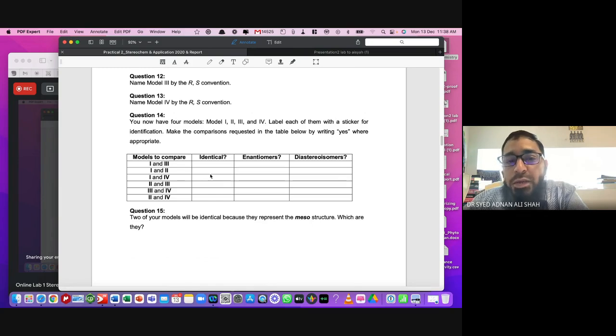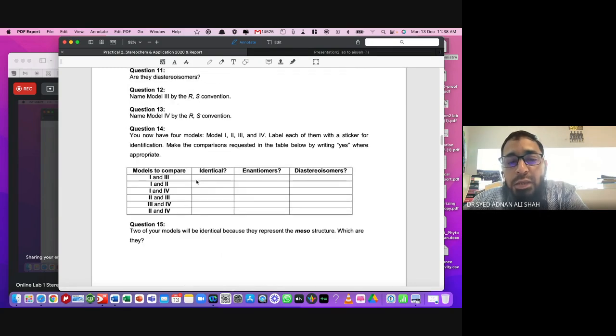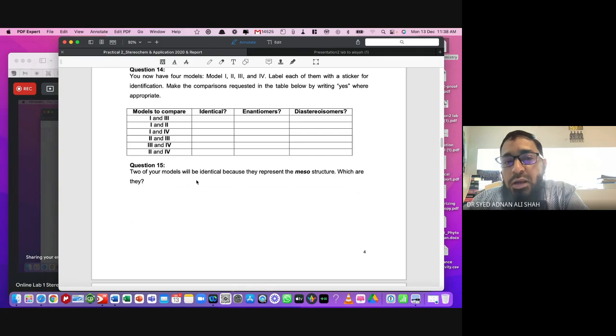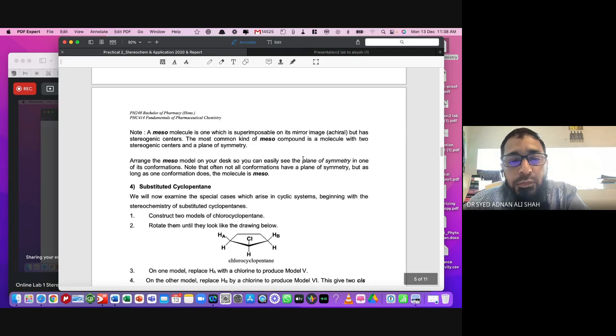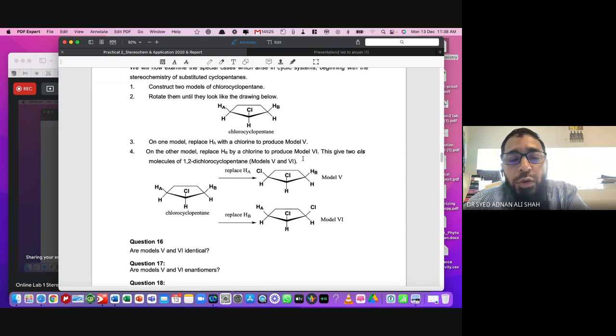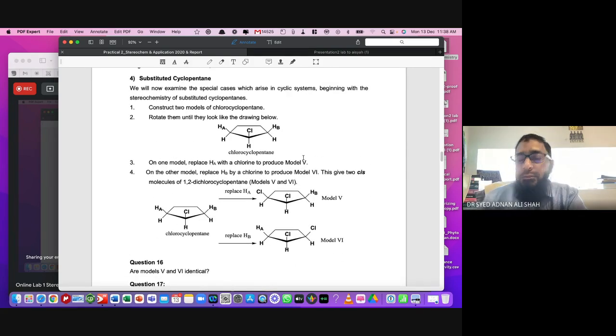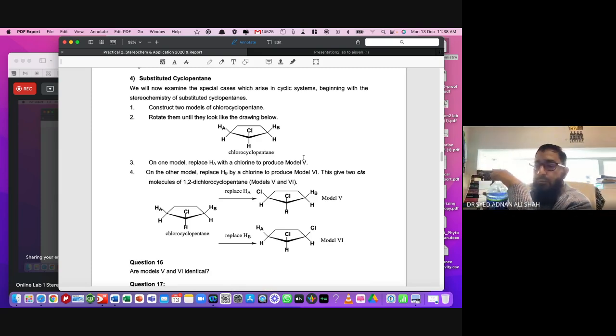So compounds with a plane of symmetry can be meso compounds, right? They can be identical, and enantiomers and isomers. So far, okay.